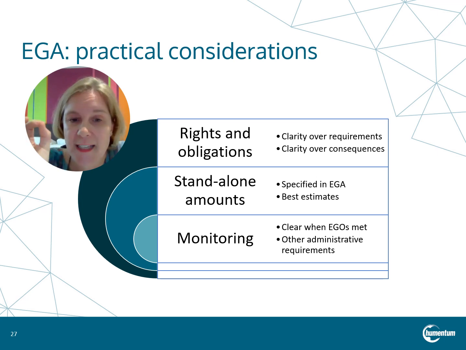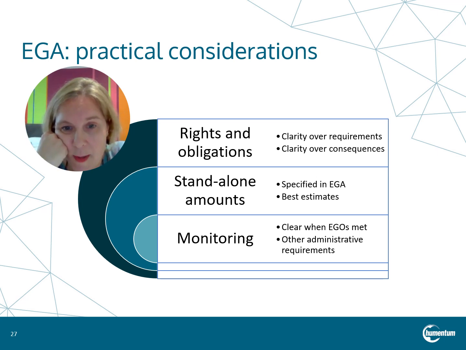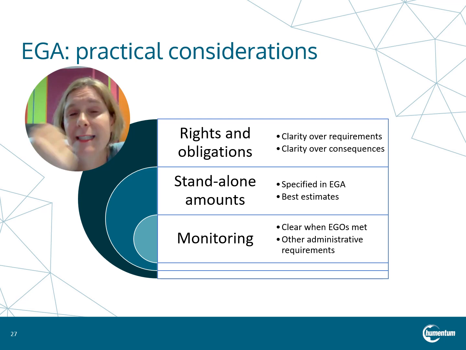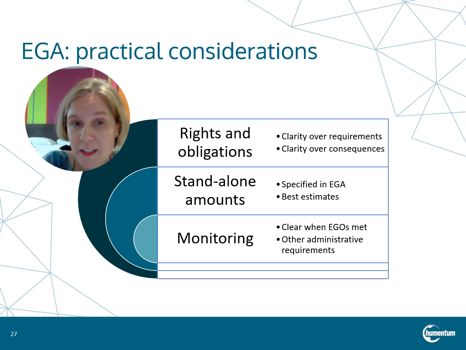In these EGAs, these very specific types of grants, there must be rights and obligations on both parties. And it needs to be really clear in the agreement that there are rights and obligations and what those rights and obligations are. So there also needs to be clarity over consequences. What happens if the grantor doesn't pay when they're supposed to? What happens if the grantee doesn't deliver? What are the consequences? And if there are no consequences, then it's hard to really argue that it's an EGA.